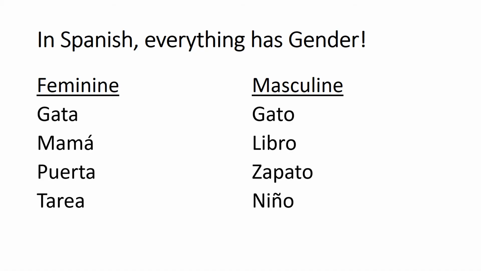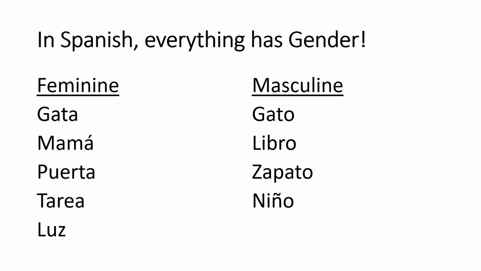And you may be noticing the pattern here. Feminine things generally end with A. Masculine things generally end with O. That's how you can tell, for the most part. Some words don't end in A or O, like la luz. That's feminine for light. It's a feminine word. It means light. And since it doesn't end with an A, you have to just remember that that's feminine.